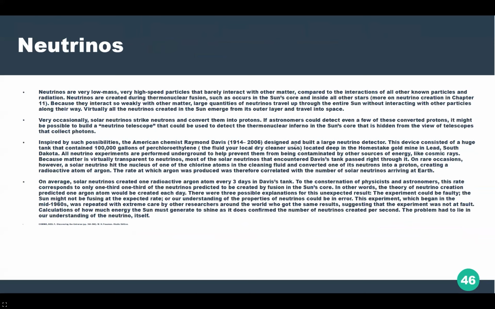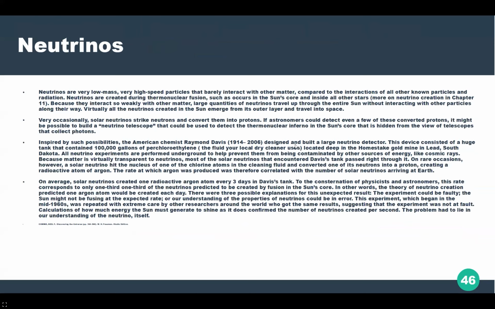Very occasionally, solar neutrinos strike neutrons and convert them into protons. If astronomers could detect even a few of these converted protons, it might be possible to build a neutrino telescope that could be used to detect the thermonuclear inferno of the Sun's core that is hidden from the view of telescopes that collect photons. Inspired by such possibilities, the American chemist Raymond Davis designed and built a large neutrino detector. This device consisted of a huge tank that contained 100,000 gallons of perchloroethylene, located deep in the Homestake Gold Mine in Lead, South Dakota.